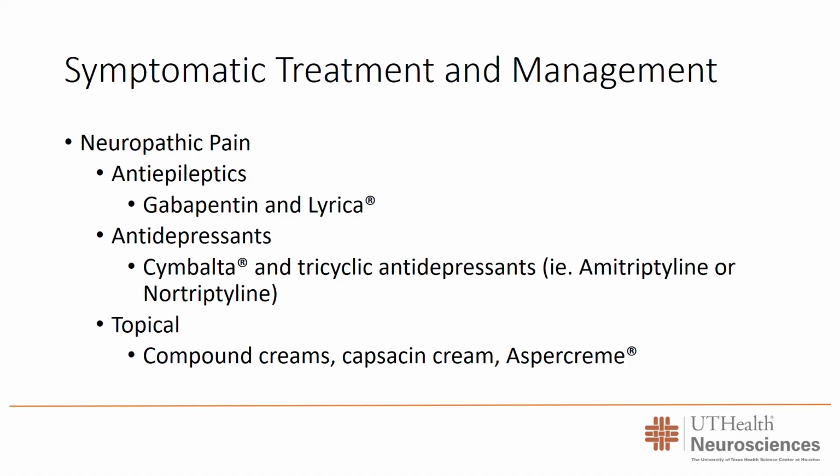I also like topical treatments, so compound creams that usually are made at compounding pharmacies, also capsaicin cream, and also over-the-counter Aspercreme tends to be very effective for neuropathic pain. I usually will use topical creams in combination with some of the other medications, or sometimes if a patient is very sensitive to medications and they feel like they have a lot of side effects, we'll start with a topical cream just to see if we can give them some symptomatic relief.